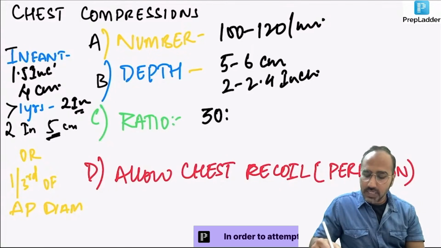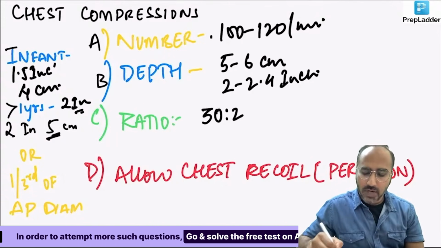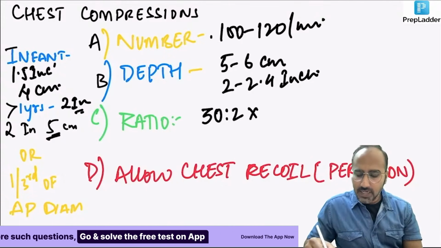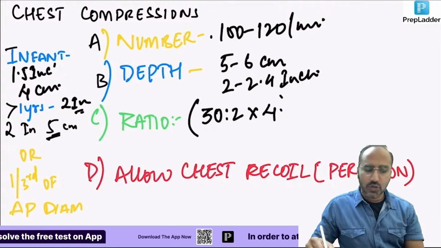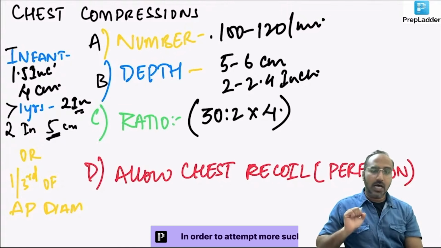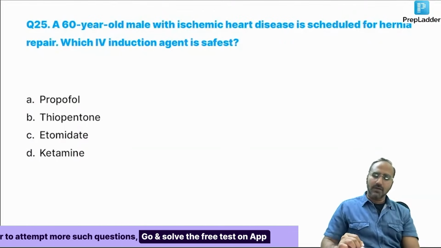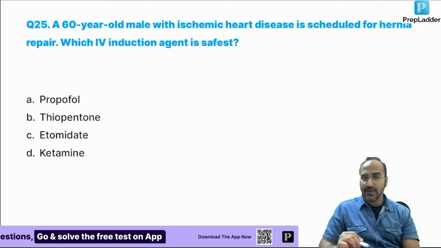Now what is the ratio, guys? Ratio is 30:2. It doesn't mean that in 1 minute 30:2. In 1 minute 100 to 120. That means in 1 minute 4 sets of 30:2 has to be given. 4 sets. But remember, you have to allow a good chest recoil also. Now we'll discuss something about CPR later in the next questions.